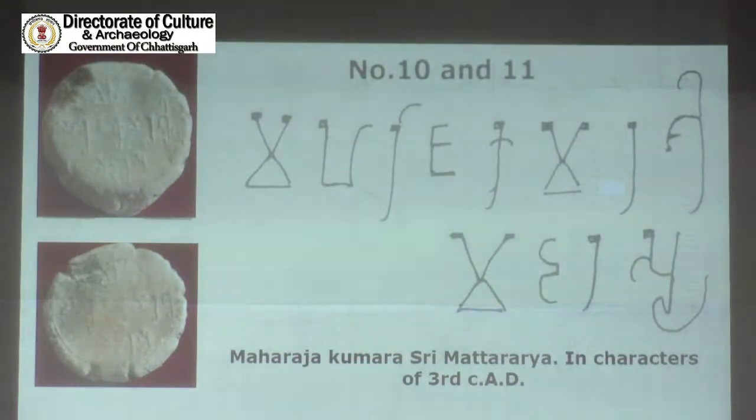So I have made an eye copy. This Ma is slightly gone here. Maharaja Kumara. Kumara. This is Ka plus U. Kumara Sri Mattarasya. Mattarasya or Mattarasya is there. And I have taken slightly because of the extended strokes the Kshatrapa face.